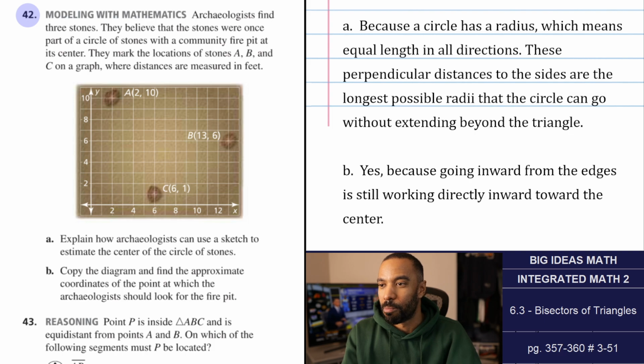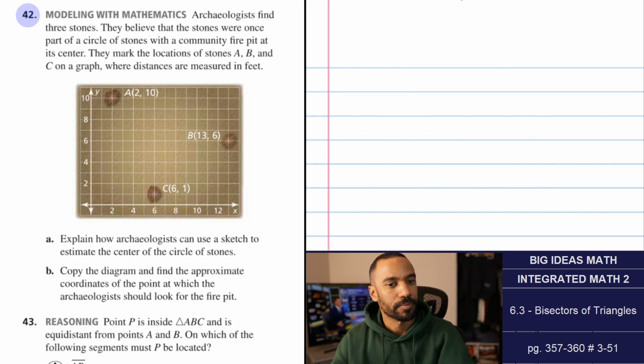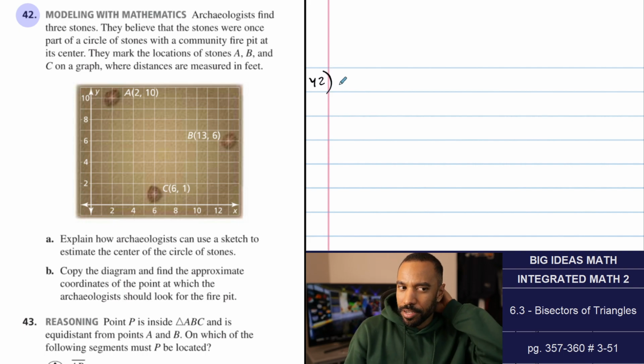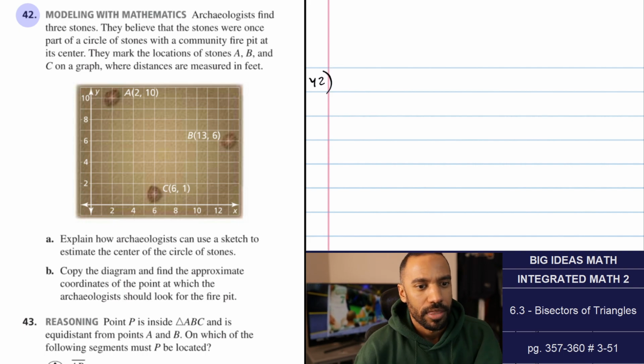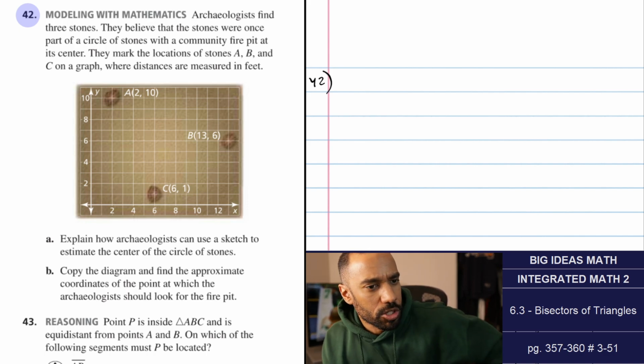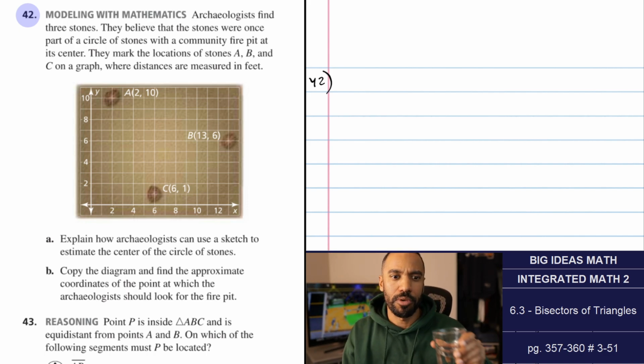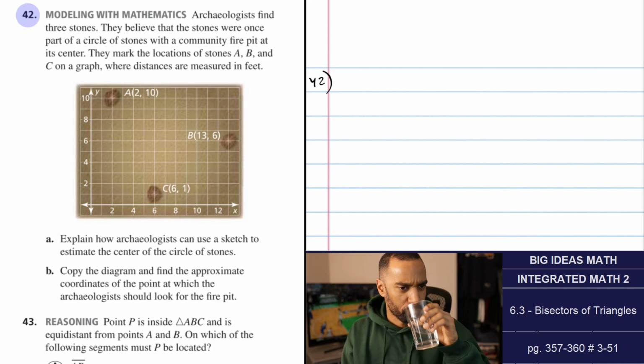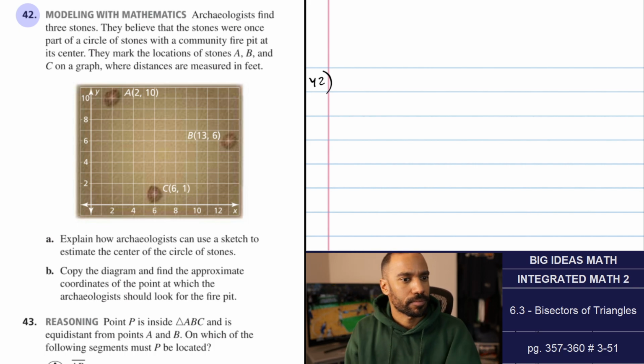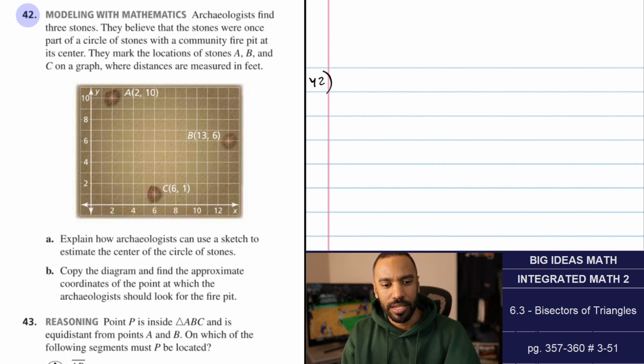Number 42, modeling with mathematics. Archaeologists find 3 stones. They believe the stones were once part of a circle of stones with a community fire pit at its center. Okay. They mark the locations of stones A, B, and C on a graph where distances are measured in feet. Explain how archaeologists can use a sketch to estimate the center of the circle of stones.